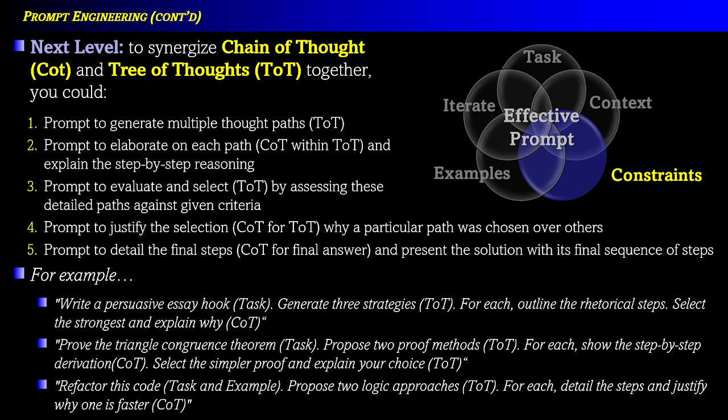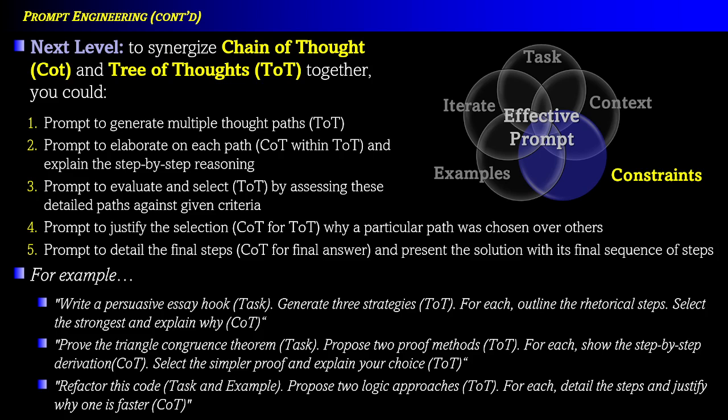Another example is to prove the triangle congruence theorem, which is your task. Propose 2 proof methods, which is branching tree of thoughts. For each, show the step-by-step derivation, which is the chain of thoughts, explaining its thinking. Select the simpler proof and explain your choice, which is, again, the tree of thoughts branching, converging.